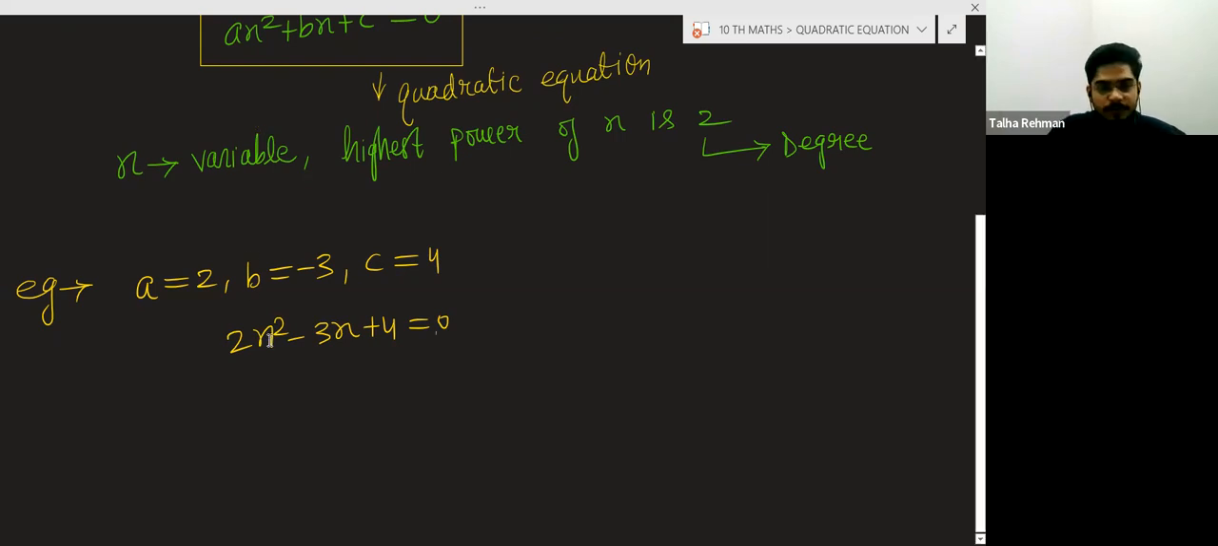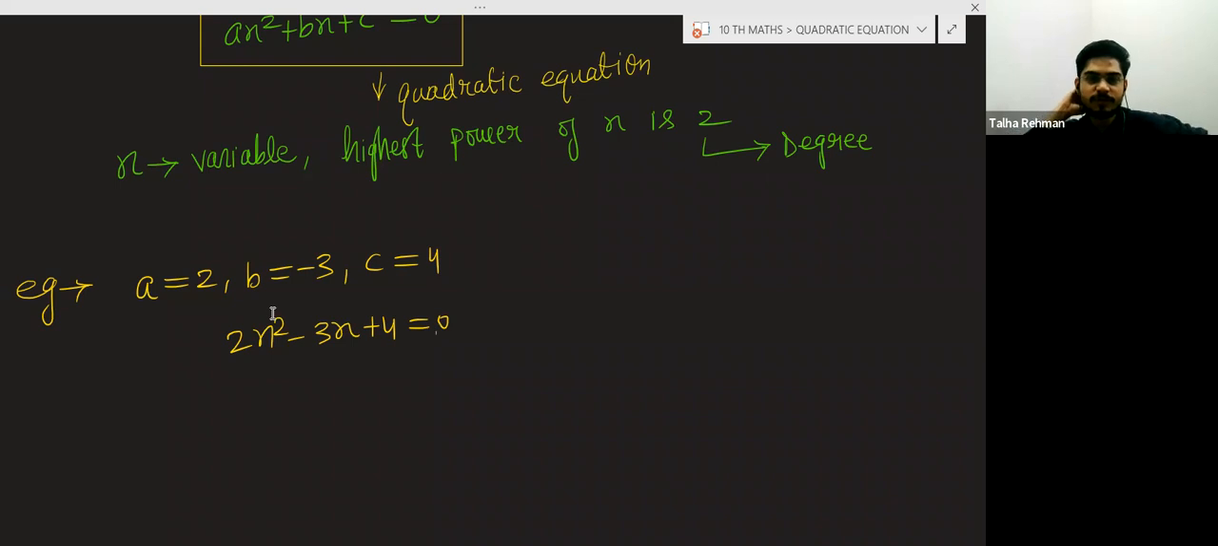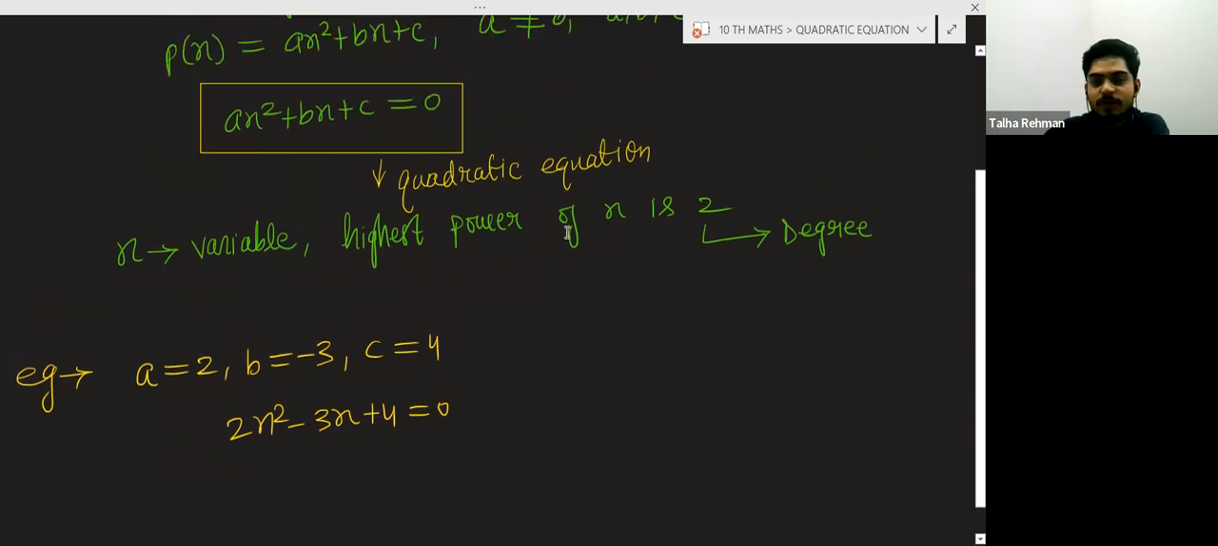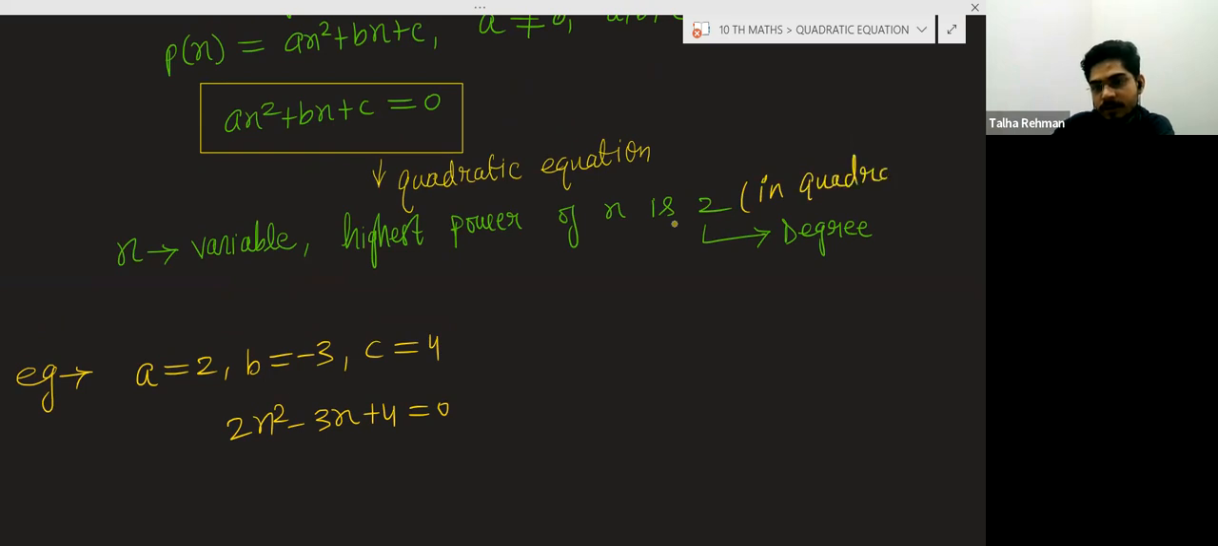So will this be a quadratic equation? Yes. How will you identify a quadratic equation? In a quadratic equation, the highest power of x is 2. The highest power of the variable will be 2. Okay.